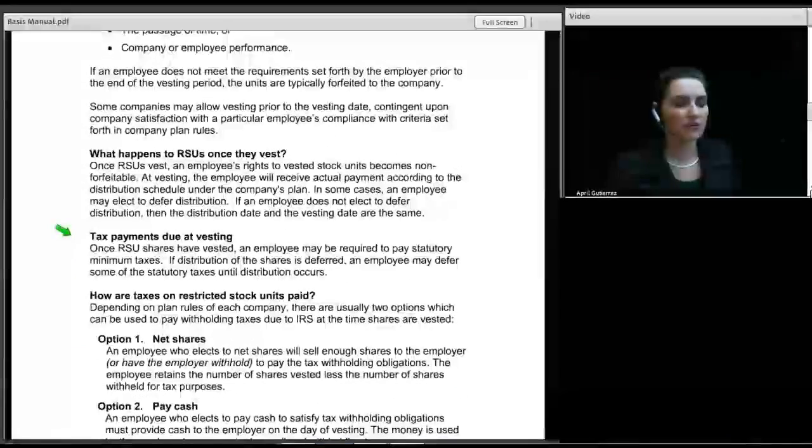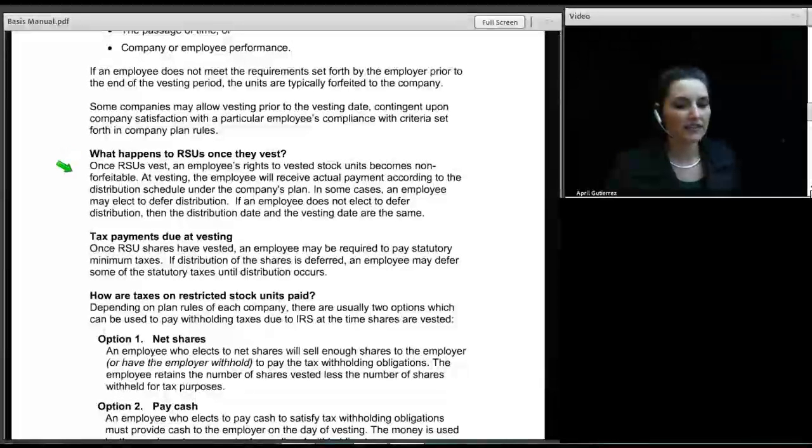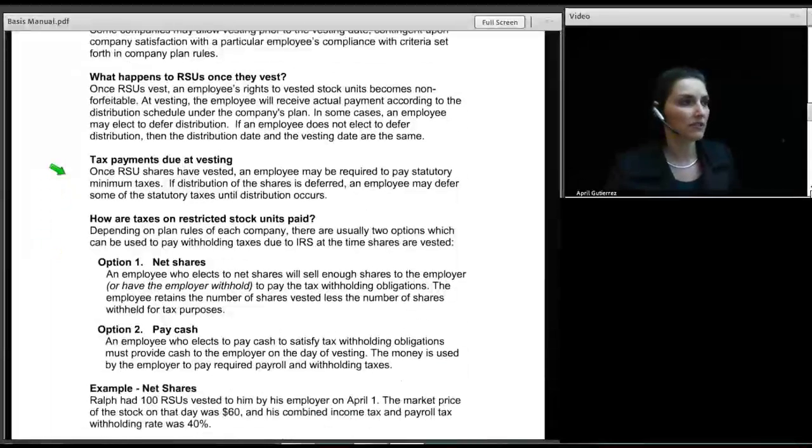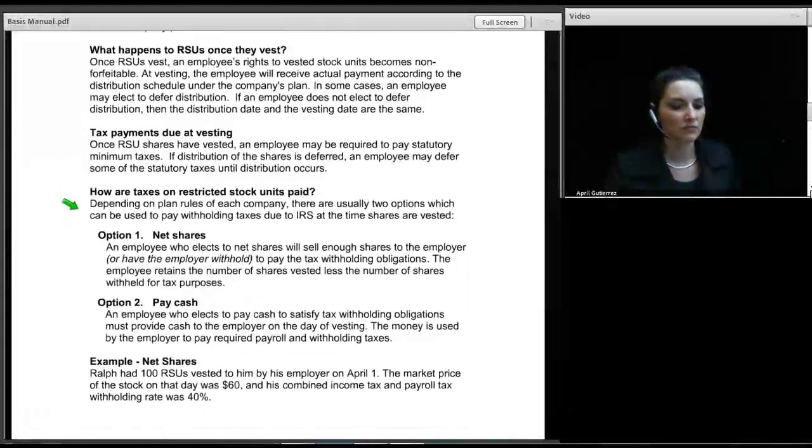So what happens to RSUs once they're vested? Well, once RSUs vest, an employee's rights to the vested stock units become non-forfeitable. At vesting, the employee will receive actual payment according to distribution schedule. That means the employee gets dividends when they're being paid out, like any other shareholder would. And they own stock, and like any other shareholder, they can sell it. That's what it means. But what about the tax payments that are due at vesting? Once RSUs have vested, an employee may be required to pay statutory minimum taxes. If distribution of the shares is deferred, an employee may defer some of the statutory taxes until the distribution occurs.